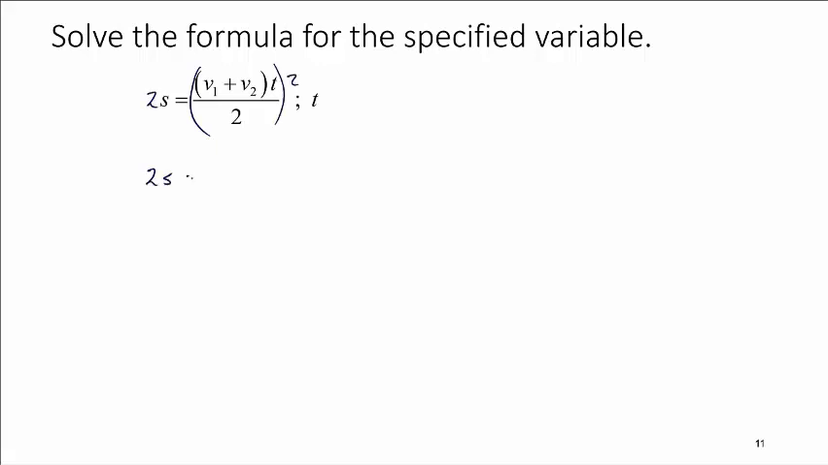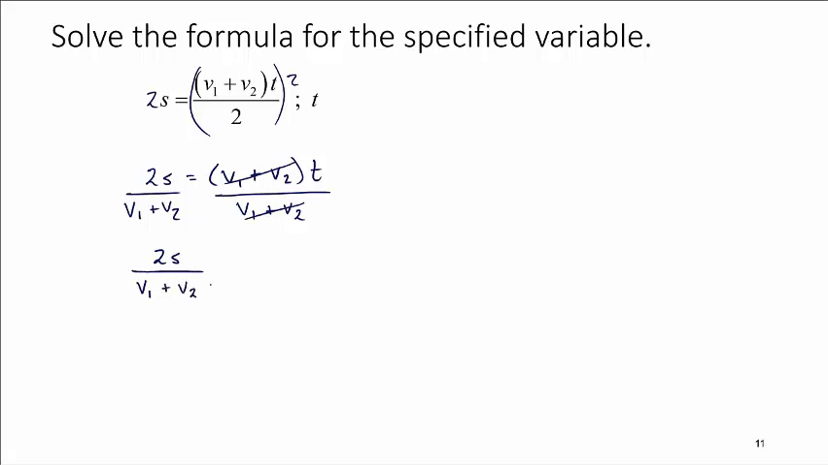So I'm going to have 2s equal to the quantity v sub 1 plus v sub 2, all times t. Now if I'm going to solve for t, I have t times another quantity, right? So I'm going to divide both sides by that quantity, v sub 1 plus v sub 2. So that cancels out, and we're left with 2s over v sub 1 plus v sub 2 equal to t. So we have solved the formula for the specified variable of t.